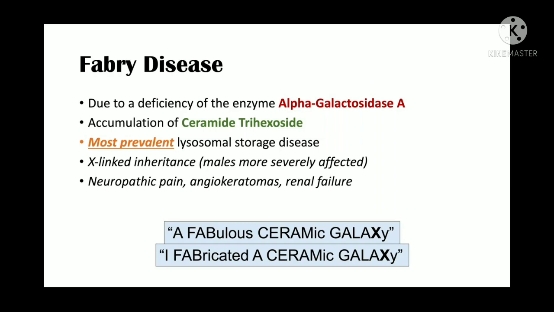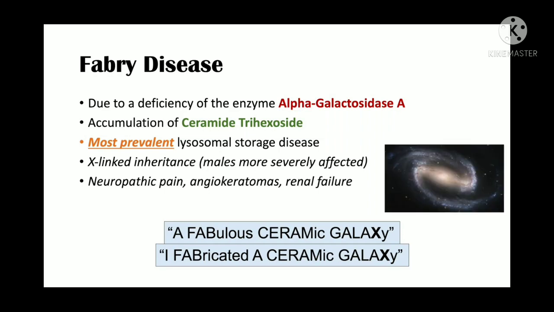So everything you have to know to remember Fabry disease comes from a fabulous ceramic galaxy. Fab, you can think of Fabry, ceramic, you can think of ceramide, and galaxy, you can think of galactosidase, and then the X can help you remember that this is X-linked inherited. I fabricated a ceramic galaxy or a fabulous ceramic galaxy will help you remember the enzyme and the accumulated product in Fabry disease along with the X-linked pattern.